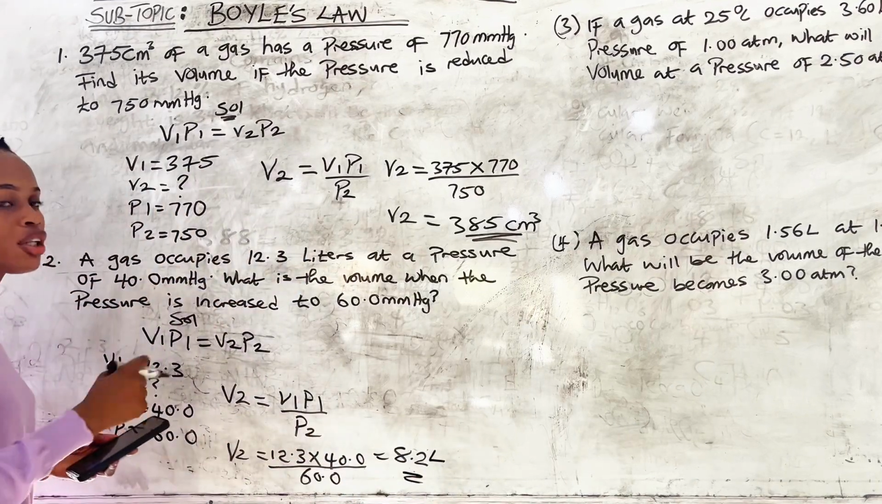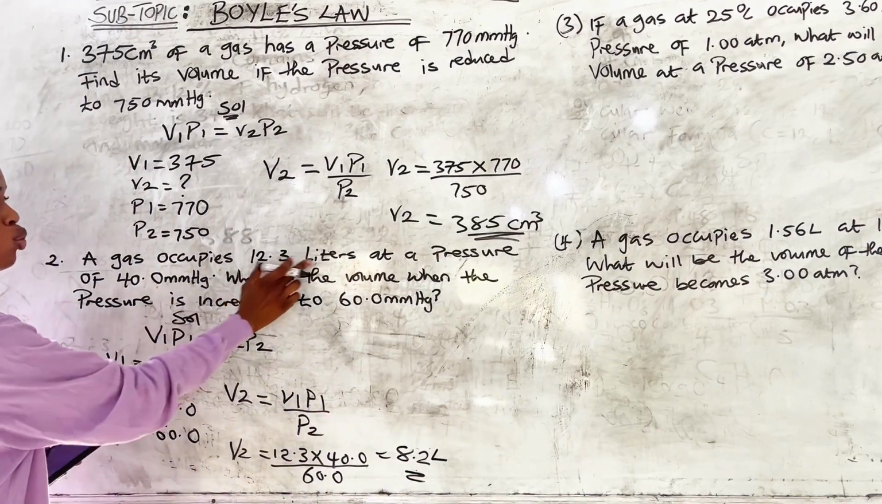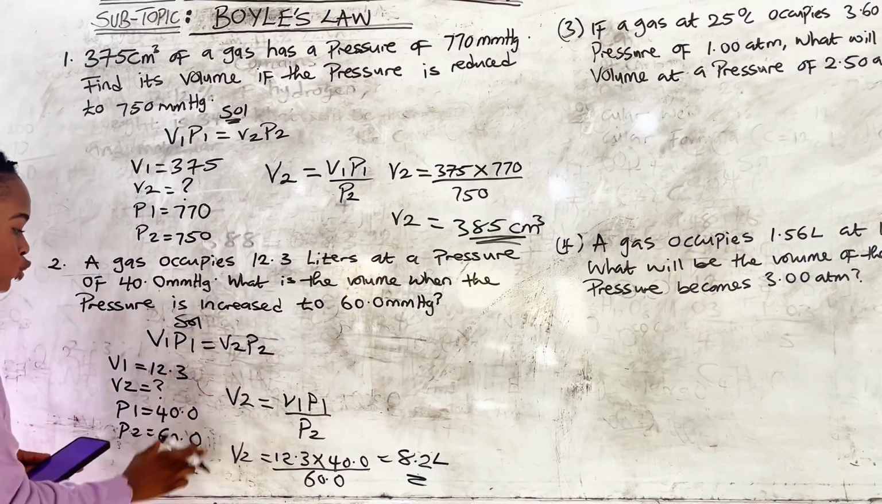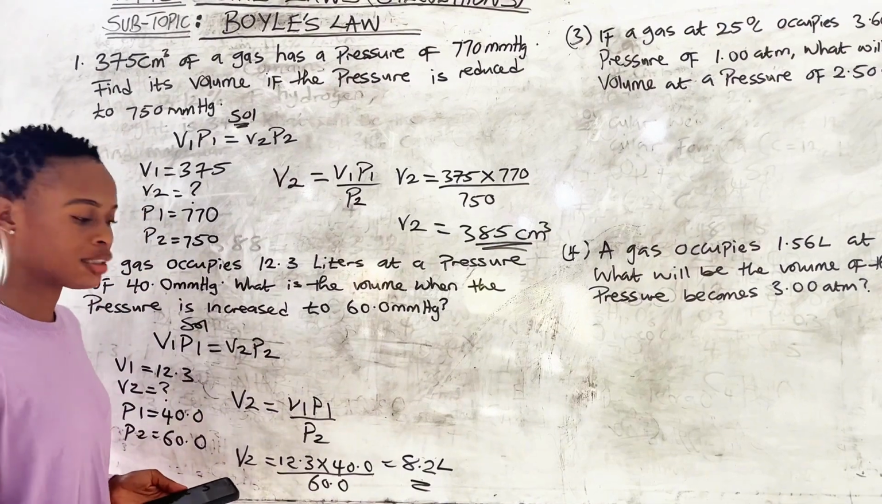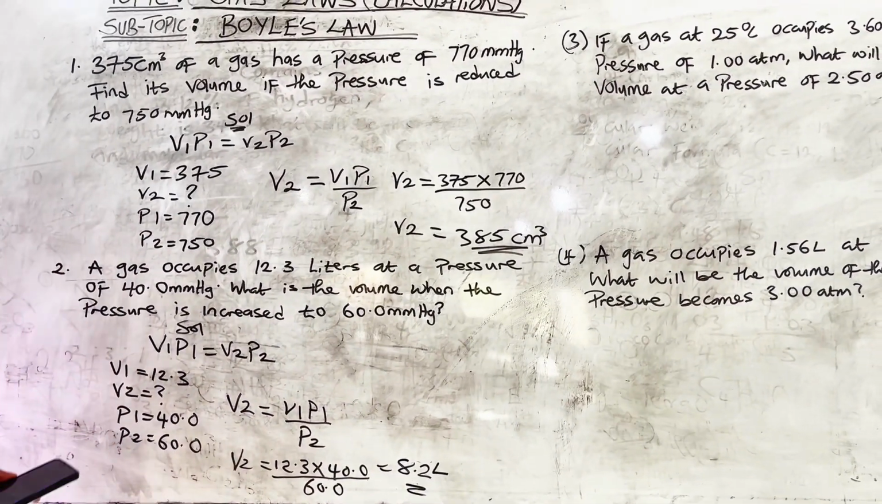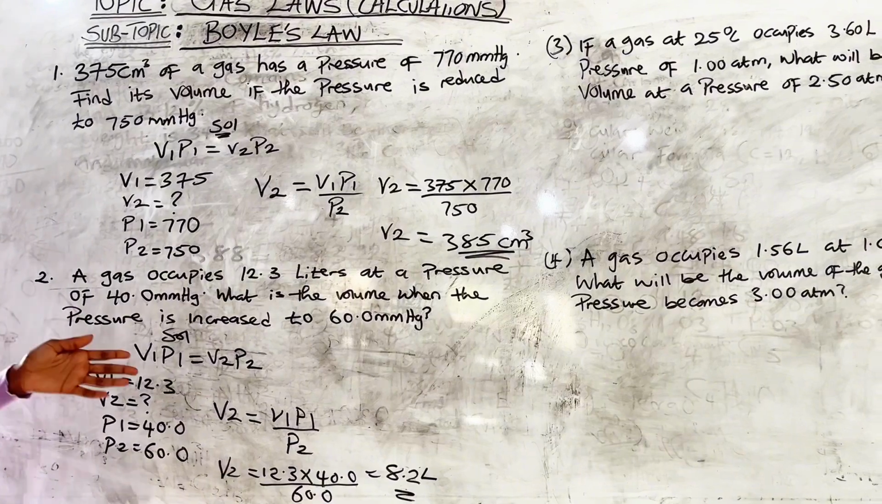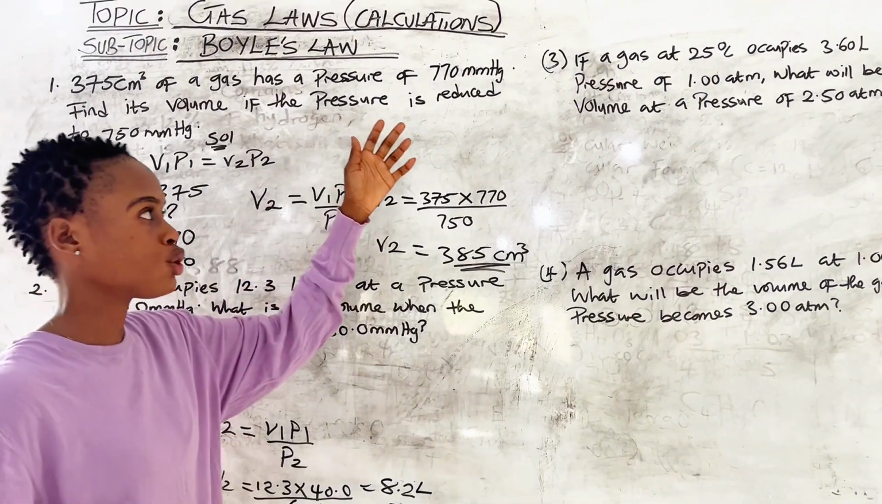So we did not say 8.2 cm cube because cm cube was not what was used in the question. What was used was liters, and so our answer must be in liters. So this is how we solve Boyle's law. I want to believe that with what we have solved so far, we can attempt these questions on our own.